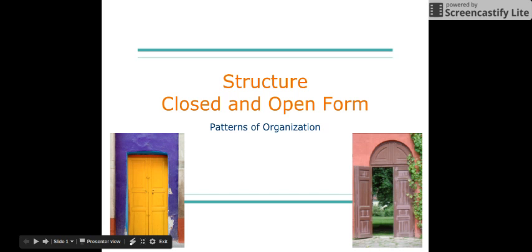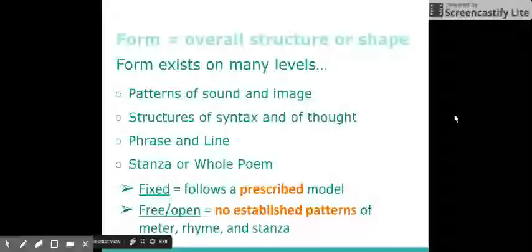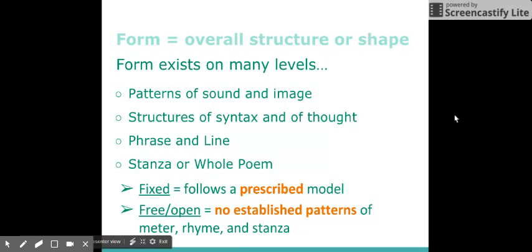Today, when we focus on poetry, I'm going to have you really focus on structure, poetic structure, and we're specifically going to look at closed and open form poetry. These are just talking about patterns of organization of a poem. And when we talk about that, sorry, my slide is not advancing for some odd reason. When we talk about that, we're talking about the overall structure or shape of a poem.